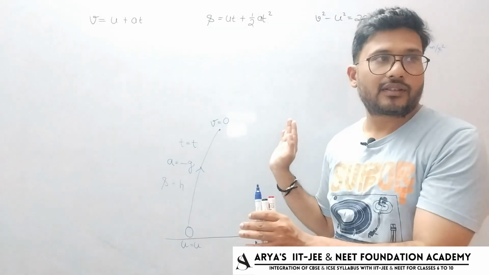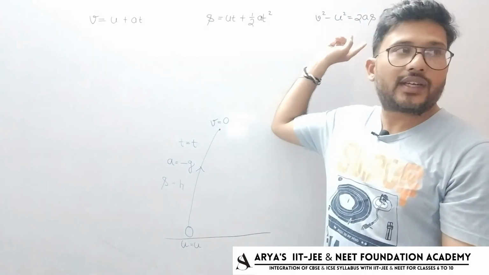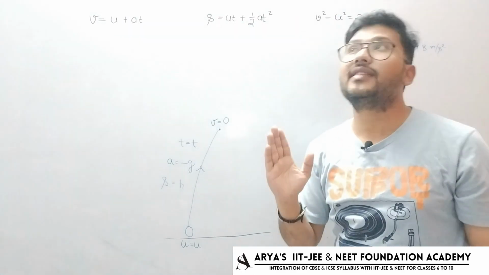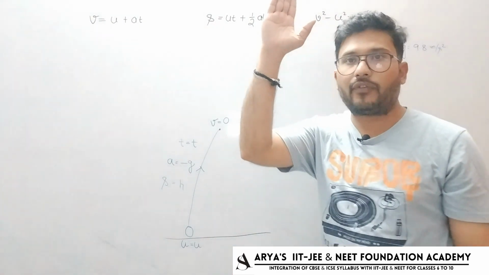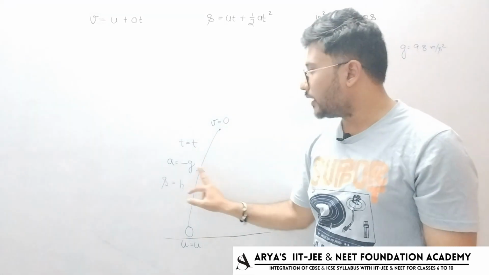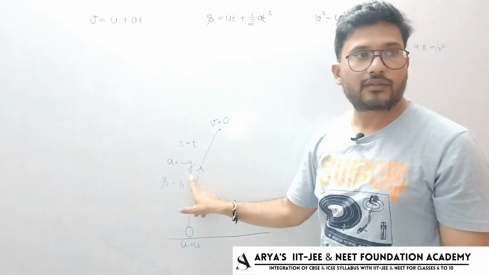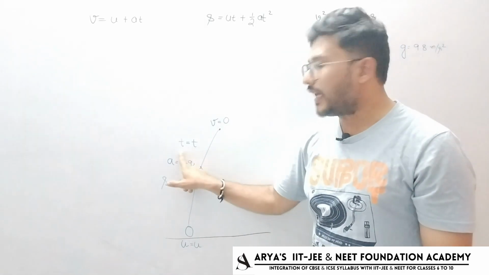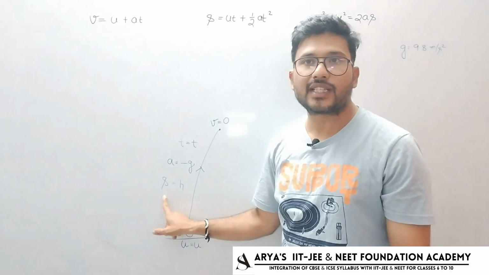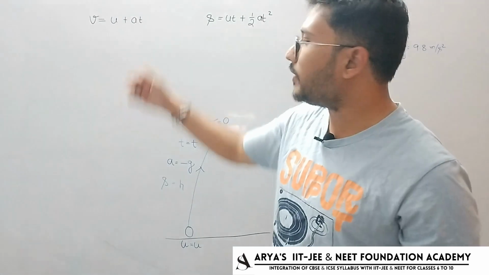Case 1 is the body going in a straight line. Case 2 is the body going vertically upward. So v value will be 0, acceleration value is minus g, time value is t, and s, the displacement or distance value, is height h. Now substitute everything here.